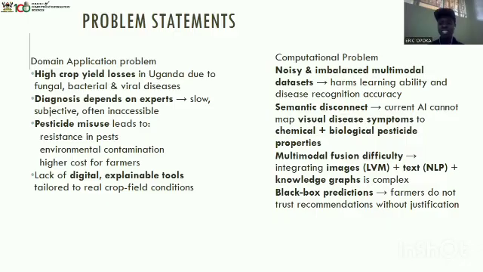So next we have semantic disconnect. In this case, the system in one way or the other still works on representing information syntactically, not semantically, which would explain the reasons why something has been identified as a particular pest. Multimodal fusion difficulty also: integrating all those things was hard, and it took us a lot of time to integrate everything. In this case, we have the light vision encoder, which is the vision transformer, plus text, which is somewhat hard.